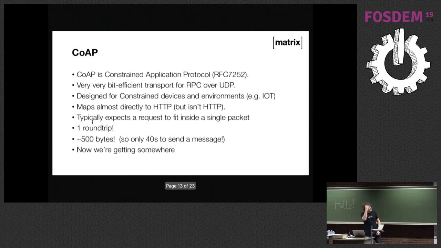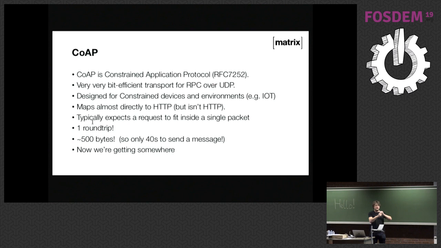So then we started looking at CoAP. Who knows what CoAP is? Yeah, about a third of the people here. CoAP isn't that well known outside of the IoT space. It was written around 2014. It's RFC 7252, and it is designed for very, very bit-efficient transport of RESTful APIs over UDP. And it looks and smells a lot like HTTP, except it doesn't have total parity with HTTP.